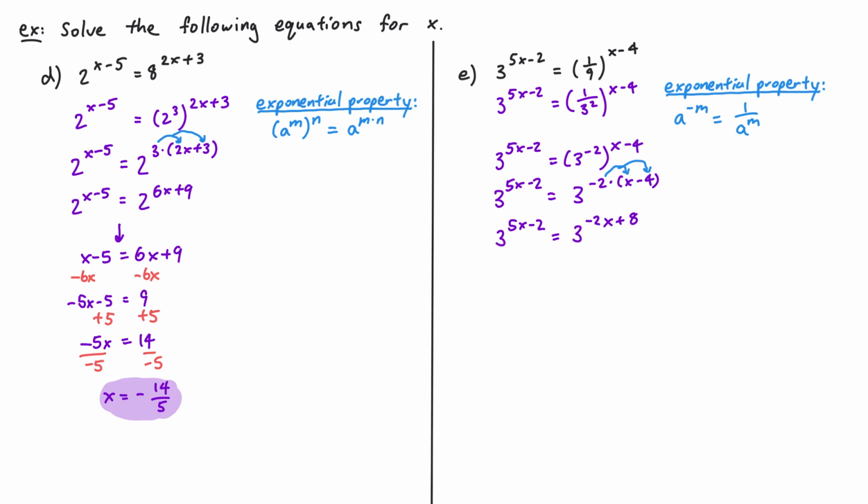Now we have exponential expressions on both sides of the equation, and their bases are the same, which means that our exponents must be equal to each other. So we have 5x minus 2 is equal to negative 2x plus 8, and we've now transformed our exponential equation into an algebraic equation. So let's solve for x now. We can add 2x to both sides. That's going to give us 7x minus 2 equals 8. We can add 2 to both sides. That gives us 7x equals 10. And then lastly, divide both sides by 7. We end up with x equals 10 over 7. And that's the solution to our exponential equation.